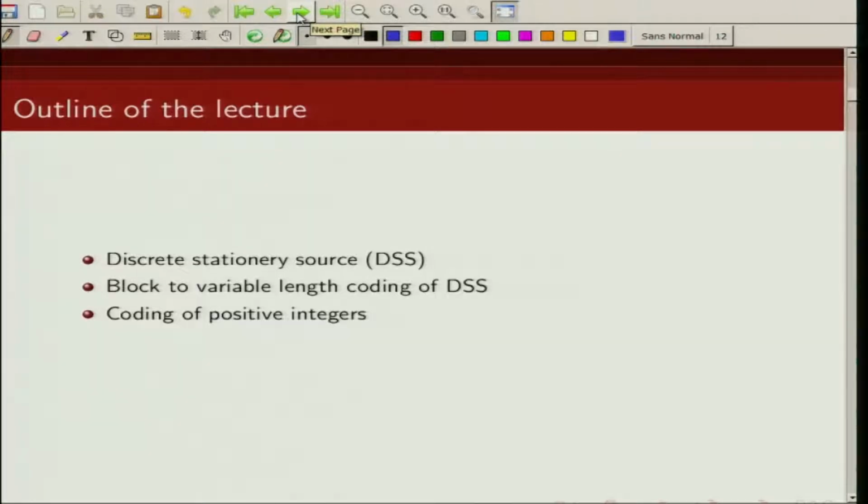We'll talk about a particular coding scheme known as the Elias-Willems source coding algorithm, and it uses a technique to code positive numbers. So we'll talk about how we can code positive numbers using a prefix free code, and we are going to use that to design the Elias-Willems source coding scheme, which is a block to variable length source coding scheme for a discrete stationary source.